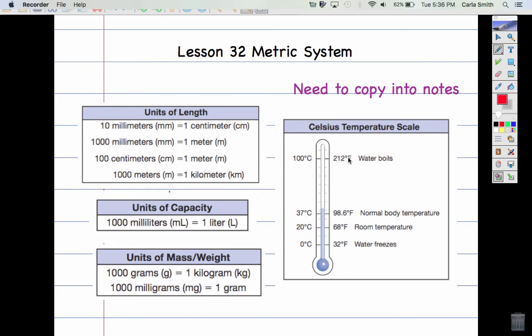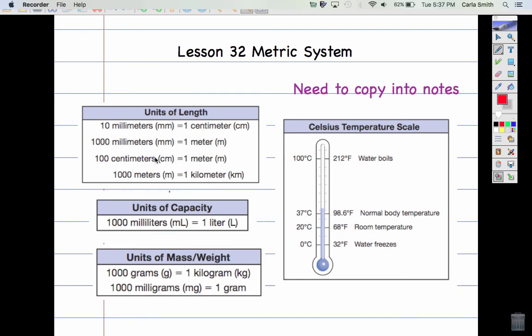So when we look at the units of length, 10 millimeters, which the abbreviation for millimeters is mm, is equal to 1 centimeter, and its abbreviation is cm. 1,000 millimeters is equal to 1 meter. 100 centimeters is equal to 1 meter. And 1,000 meters is equal to 1 kilometer. And all of these will be conversions that we will use in this lesson.